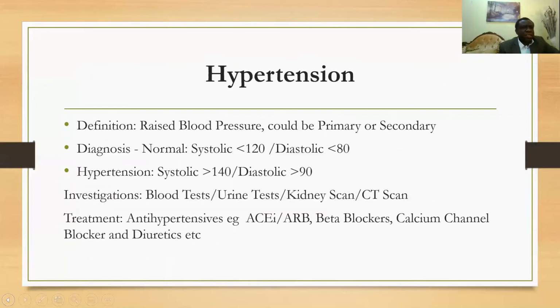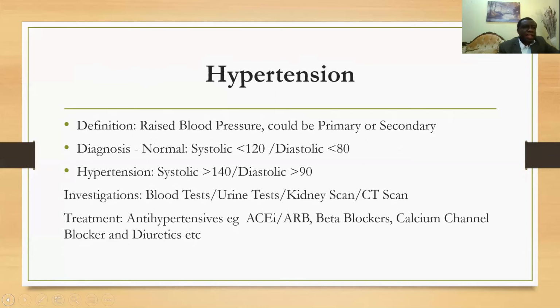Hypertension is defined as raised blood pressure. It could be primary and secondary. Primary is if there is no cause, and that is what we call essential hypertension. It's the commonest form of hypertension. About 85% of hypertension is essential. It's linked to genetics, and it can be exacerbated or brought on by our lifestyle, and I will come to that later.